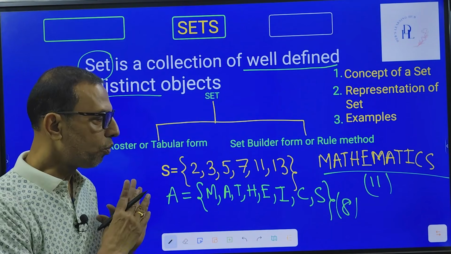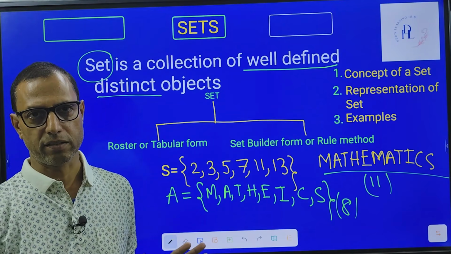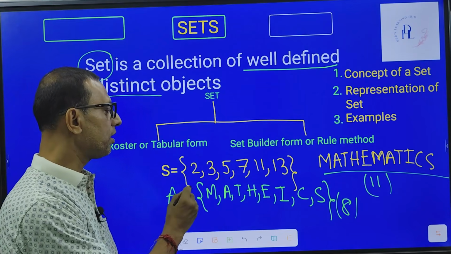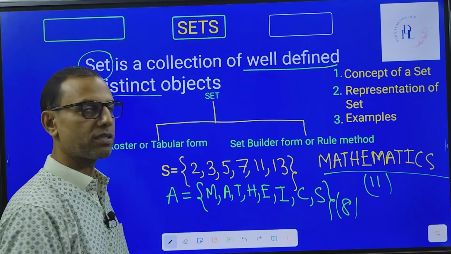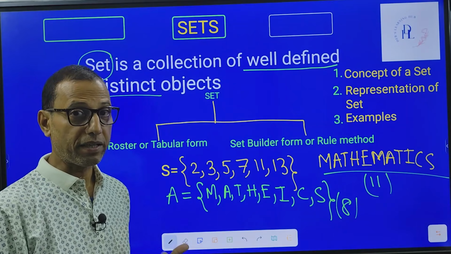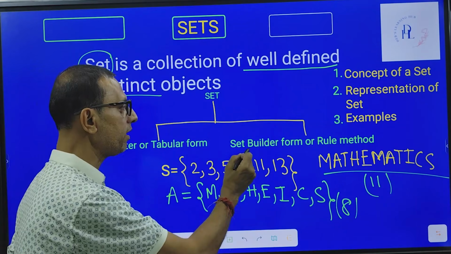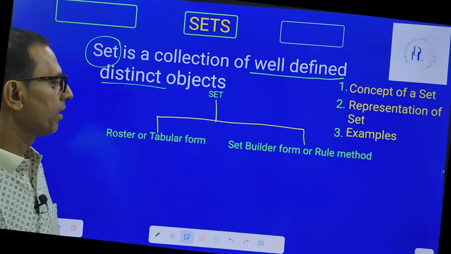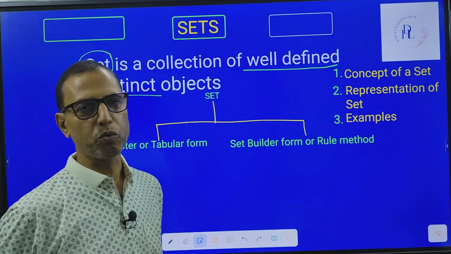Got it? There is no rule defined for that. Roster form allows us to see all the members at a glance. Now you will understand better what it means when I explain the set builder form, or rule method. What is the rule method? Okay, so now what is set builder form or rule method?